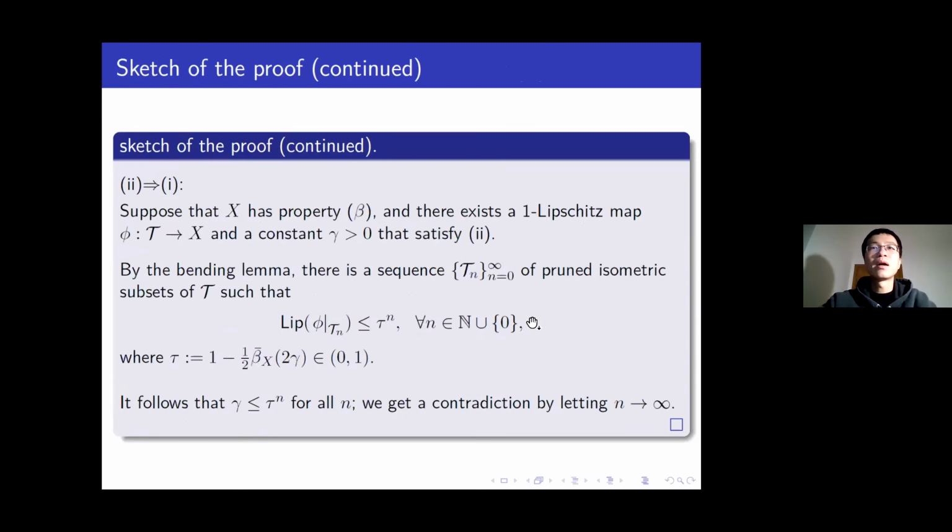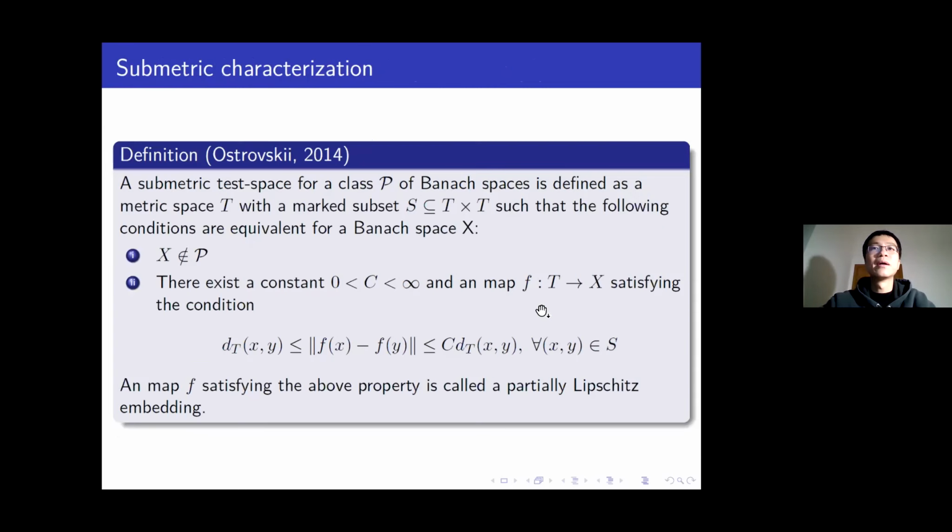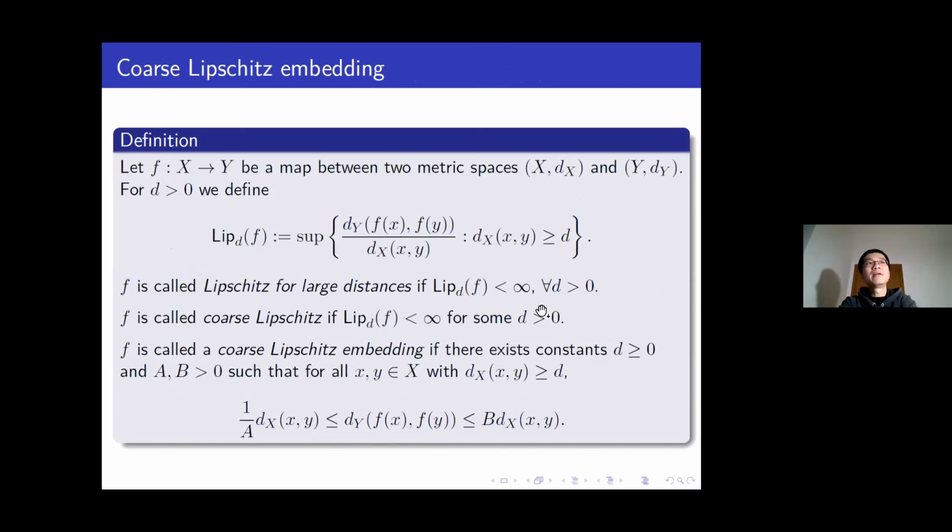So now this time I think I should go further to consider the stability of property beta on the Coarse Lipschitz embedding. So let me recall some basic definitions. If you have a map between metric spaces, then you can define the Lipschitz constant of this map when distance is at least d, and I denote it by Lip_d. And we say f is Lipschitz for large distances if Lip_d is finite for every d.